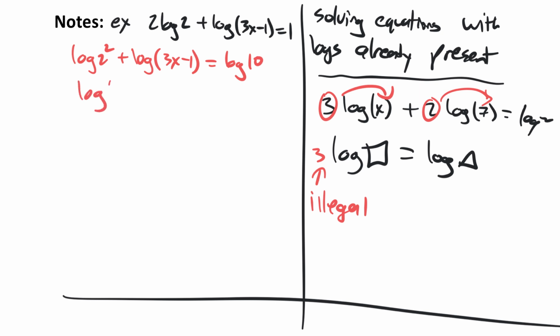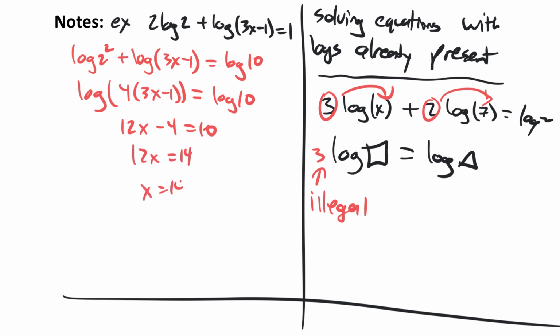So you get log of 4 times 3x minus 1 equals log 10. Drop the logs. 12x minus 4 equals 10. 12x equals 14. X equals 14 over 12, which is 7 over 6. And if you check it, 7 over 6 times 3 minus 1 will definitely be positive. So we're good to go.